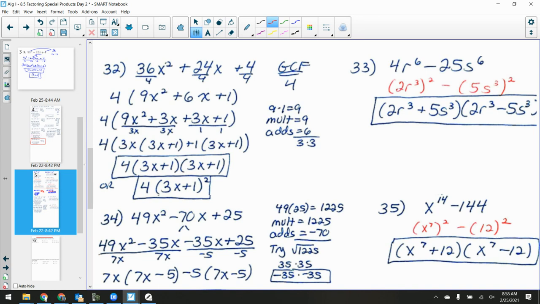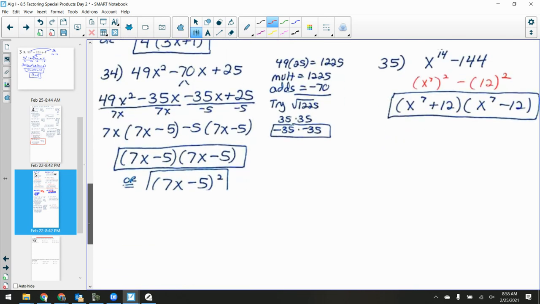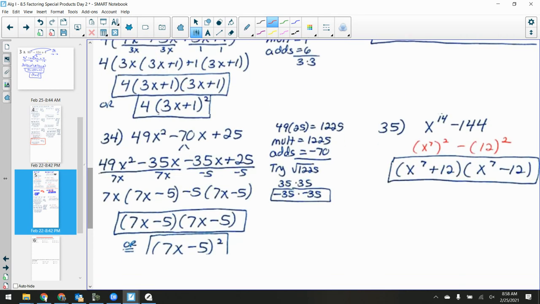Number 33, that is a difference of squares. Subtraction sign, even powers, all perfect squares. Here's 34 and 35. For 34, unfortunately, there's no GCF to pull out, so the number just gets really big. It's 1225, but fortunately for us, negative 35 and negative 35, when we square root it, that works. So I can factor it using negative 35, negative 35. And then 35 is x to the 7th plus 12, x to the 7th minus 12.